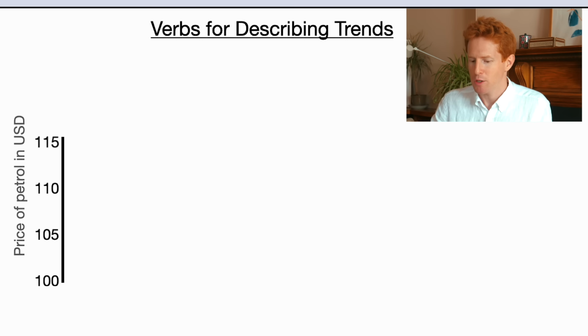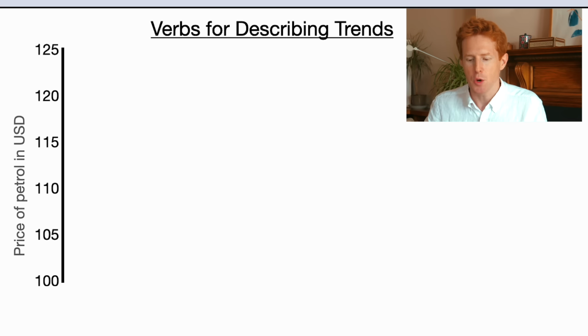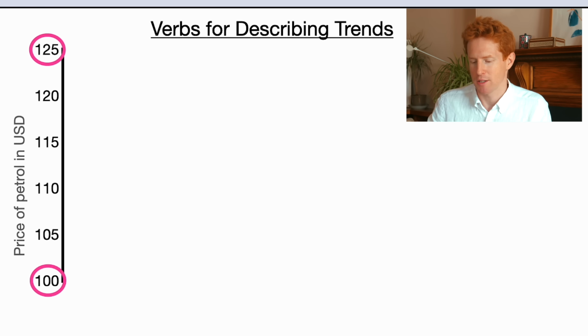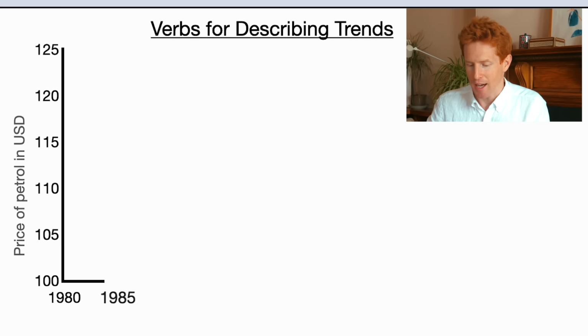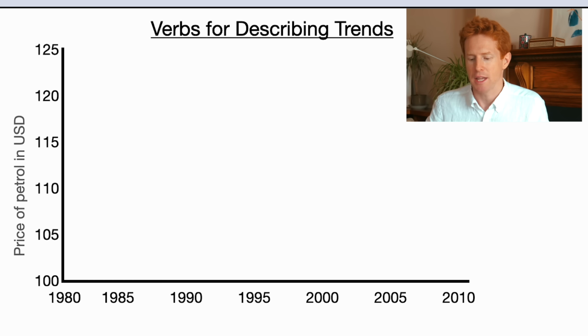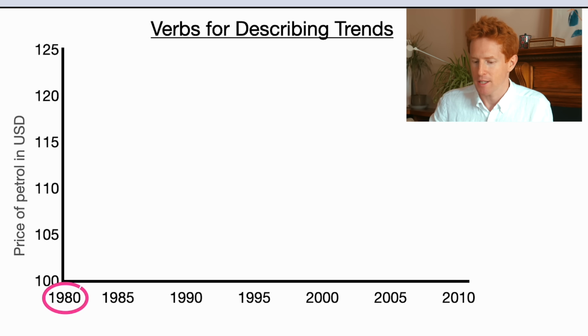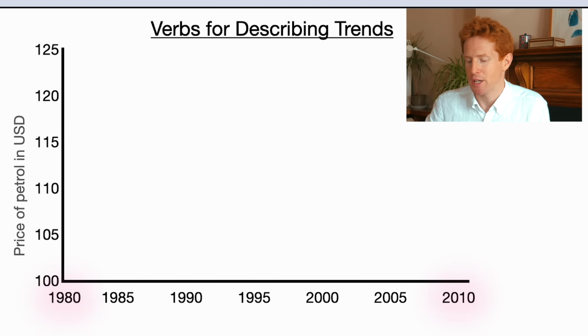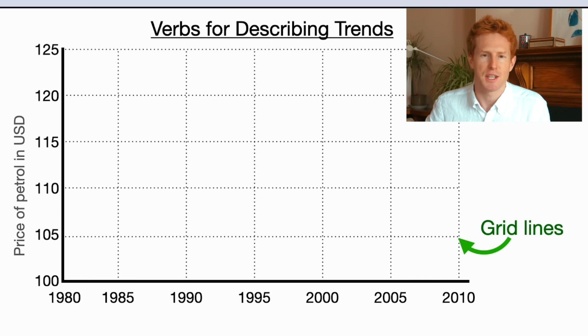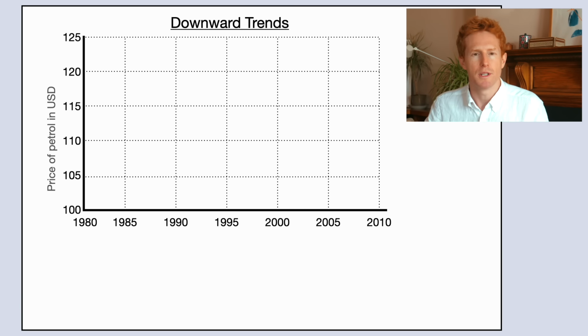Now, to help us with that, we're going to make a graph. Along the y-axis, we're going to have the price of petrol in US dollars from $100 to $125. And then along the x-axis, we're going to have the year ranging from 1980 to 2010. Now, just to help us, we're going to put in some grid lines as well. Let's start by learning some vocabulary to describe downward trends.